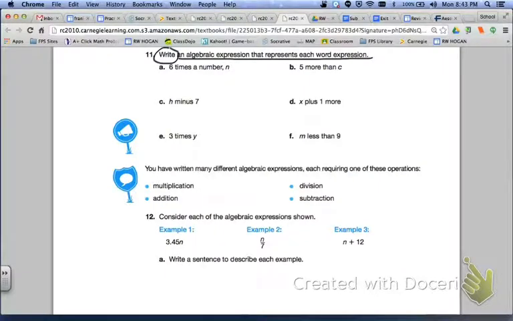If we take a look at number 11, we are going to be writing an algebraic expression that represents each word expression. I'd like you to do letters A through F for number 11.